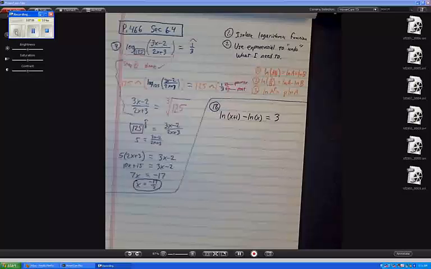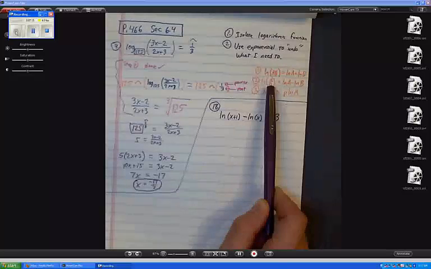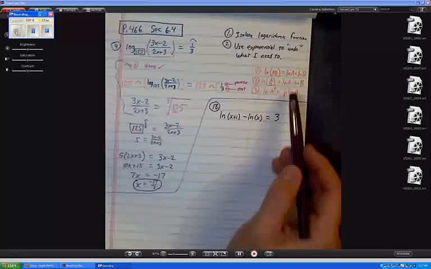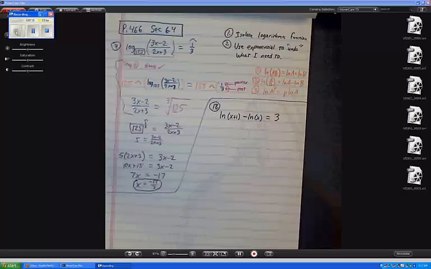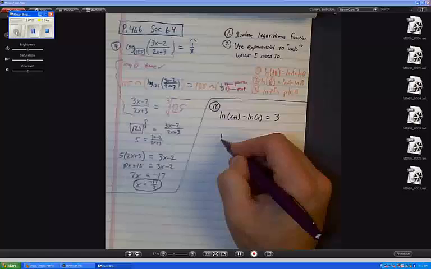Do you guys see that? Because I see a subtraction sign. I'm subtracting 2 logs. So what I'm going to do is kind of use it backwards. I'm going to go from the right-hand side of the rule to the left-hand side of the rule. So what do we write down? There it is.